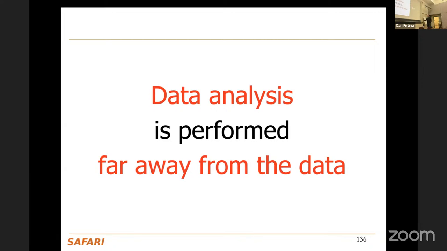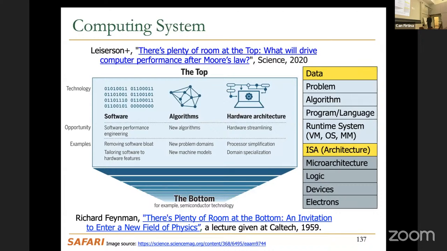And essentially, the reason for that is the data analysis is performed far away from the data, right? We need to move it to the CPU, to main memory, so that we can analyze it. So if I look at the computing system, Richard Feynman's famous saying is that there's plenty of room at the bottom, but there's also plenty of room at the top as well.